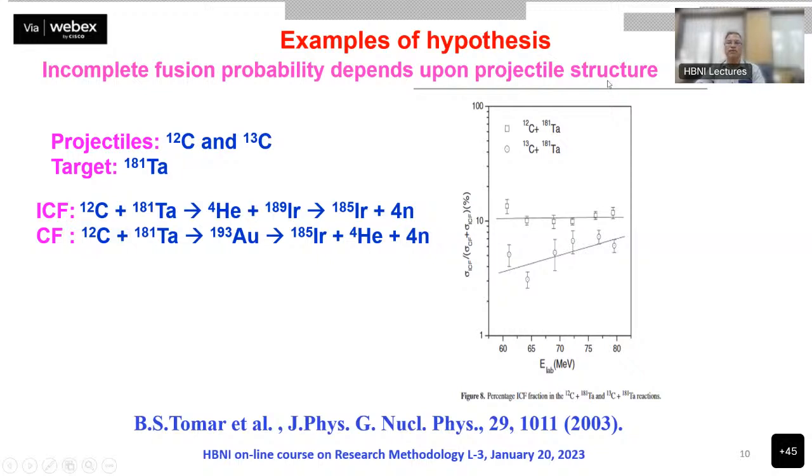If the projectile is an alpha cluster, it has got higher probability of incomplete fusion. So this is the kind of conceptual clarity you should have in your mind about what you are studying, and you do the experiment properly, and you can conclude based on the experimental output that you have proven the hypothesis. That is an example of a good hypothesis.